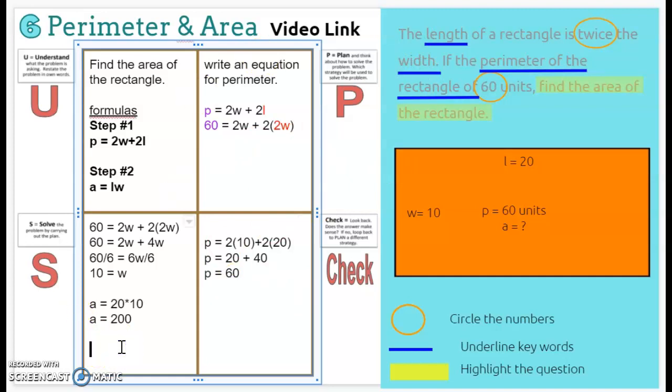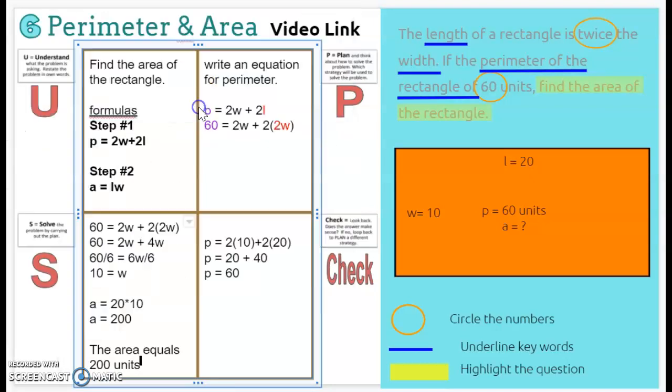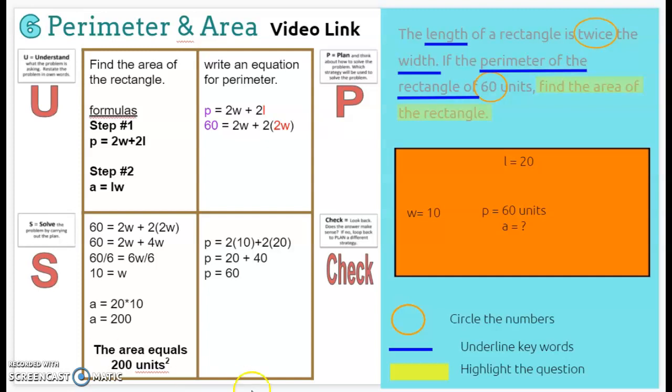So for this one, the area equals 200 units squared. I need to actually put that in there, so I need to do my format text, my subscript, squared. And that is how I answer this question in the form of a complete sentence.